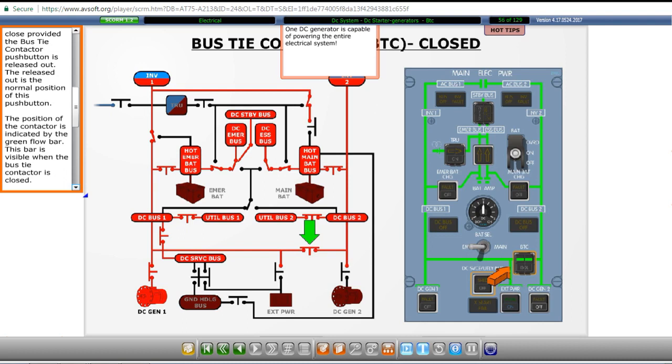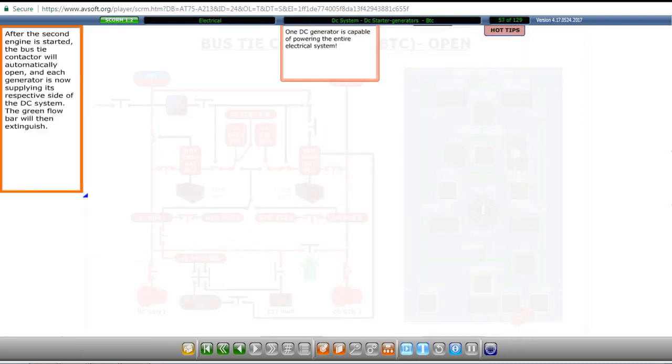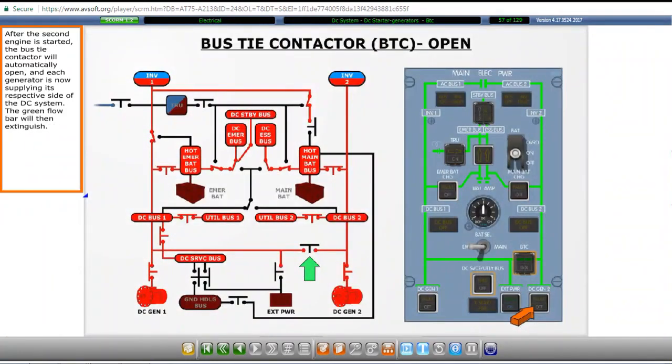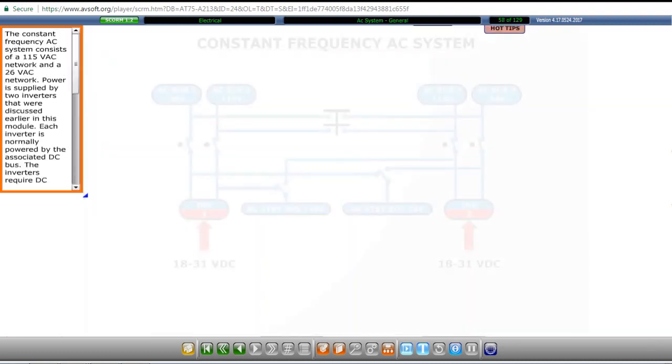If the flow bar is green and the bus tie contactor push button is then depressed, the button will show isolate in white with both sides of the system then operating independently. After the second engine is started, the bus tie contactor will automatically open and each generator is now supplying its respective side of the DC system. The green flow bar will then extinguish.